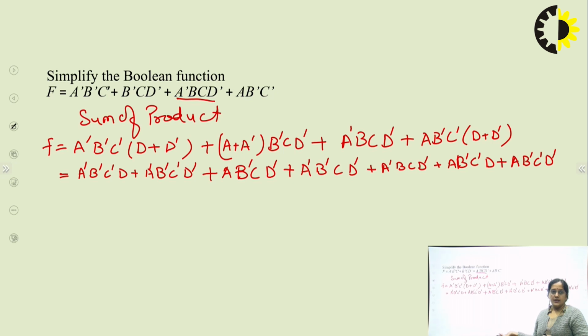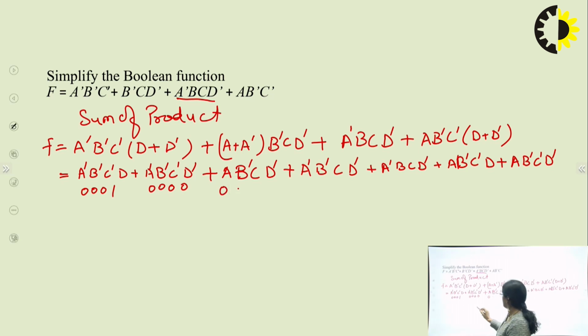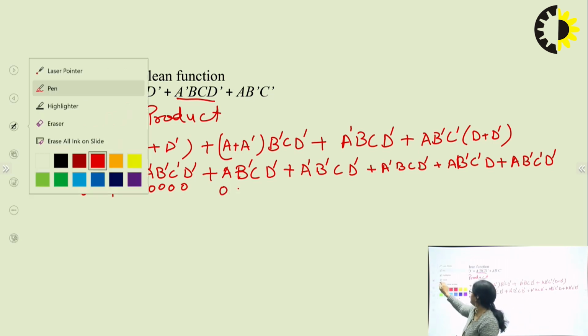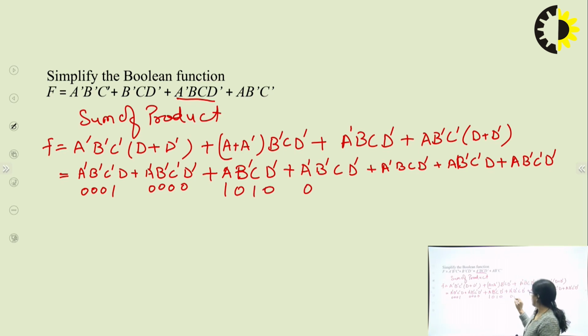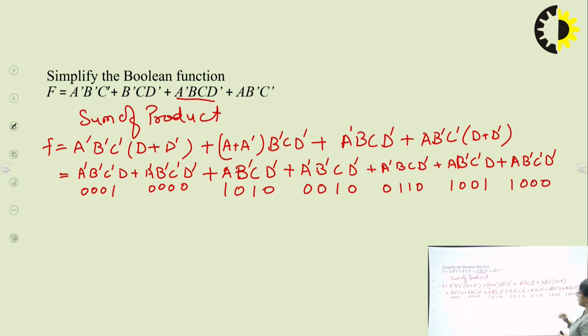Now we will convert this into binary numbers. So from here you can find it is 0001. It's 0000. It's 0. Sorry. It's 1. It's 1010. It's 0 0 1 0 0 1 1 0. So 1 0 0 1 is 9 and 1 0 0 0 is 8.